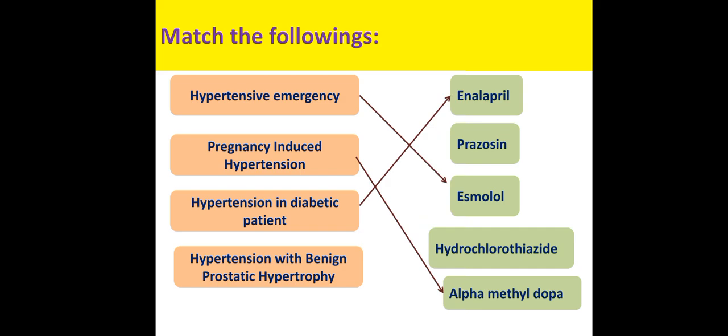And hypertension with benign prostatic hypertrophy, alpha blockers have an additional action, relaxing the sphincter, and it improves the urinary outflow. That is the problem in benign prostatic hypertrophy. So the preferred agent is the selective alpha 1 blocker, that is prazosin.